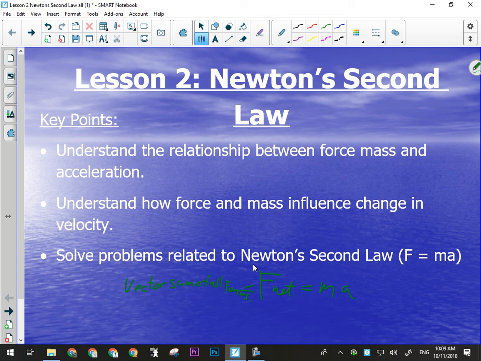Okay. All right, so for Newton's second law, the big things here are understand the relationship between force, mass, and acceleration within F equals m times a. Okay? Understand how force and mass influence change in velocity, okay? And solve problems related to Newton's second law.